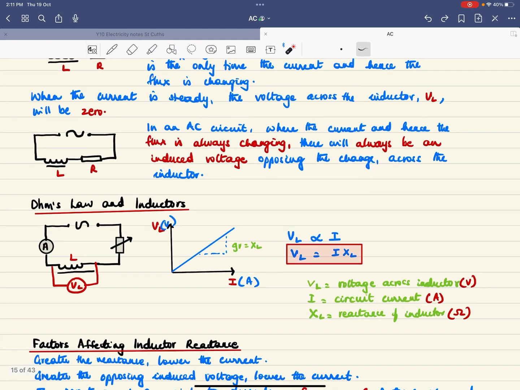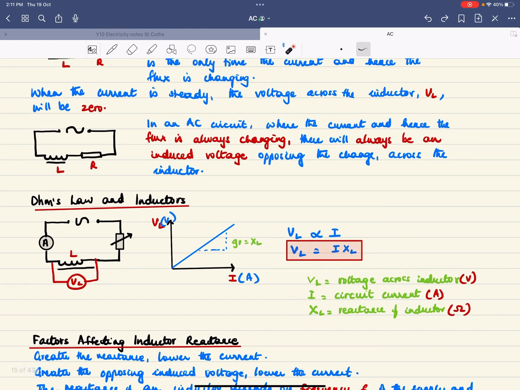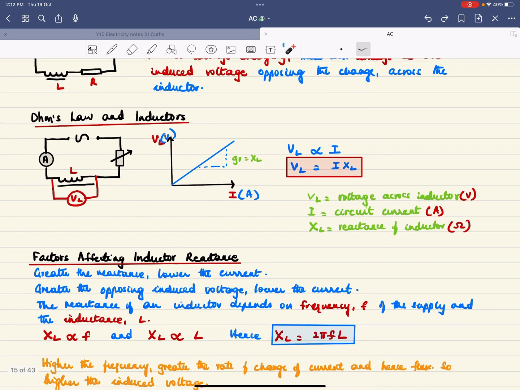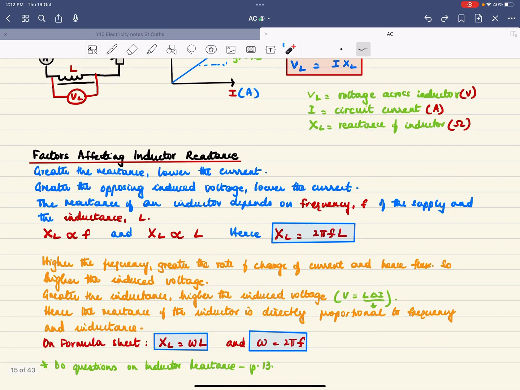Now, looking at Ohm's law and inductors, very similar to the capacitor. You've got an AC source, an ammeter to measure the circuit current, here's your inductor, a voltmeter measuring the voltage across it, and the rheostat, or variable resistor, to change the current, so you can read off the voltage for changing currents. And you get this graph, which is a straight line, which tells us the voltage across the inductor is proportional to the current, and the constant of proportionality is the reactance of the inductor, which is got from the gradient of the graph.